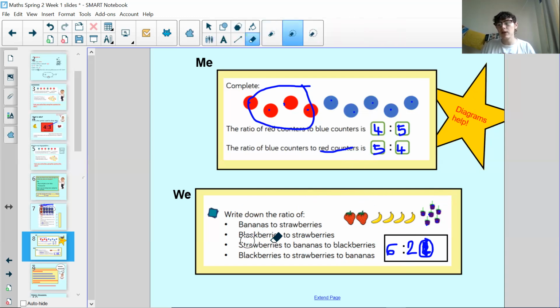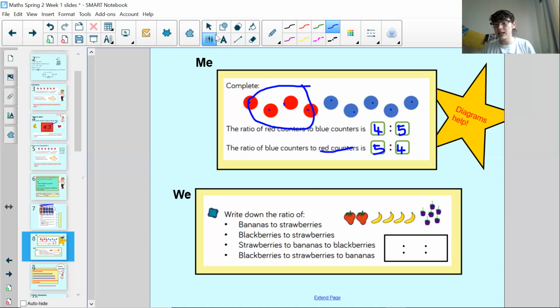Now, moving on to the trickier one. So now they're asking for 3 different values being compared. So strawberries to bananas to blackberries. But once again, I'm going to focus on the first one they've asked me, strawberries, which as we know is 2. So I'll put 2 at the start. And then to bananas. So bananas is next, which we have got 4 of.